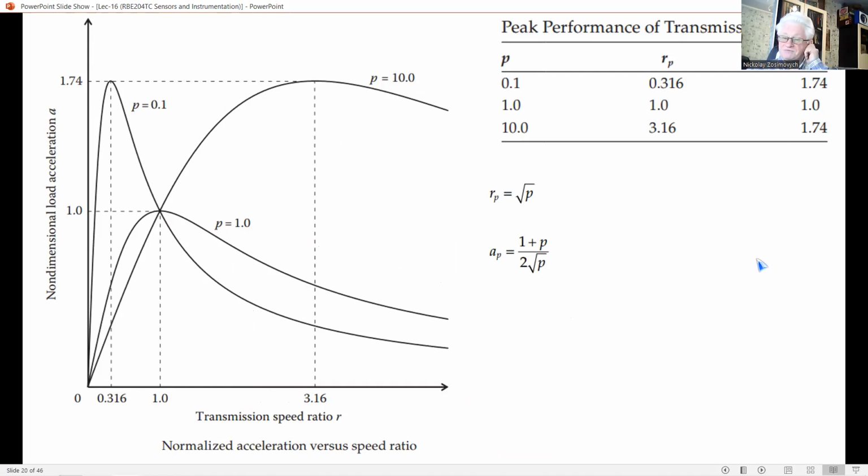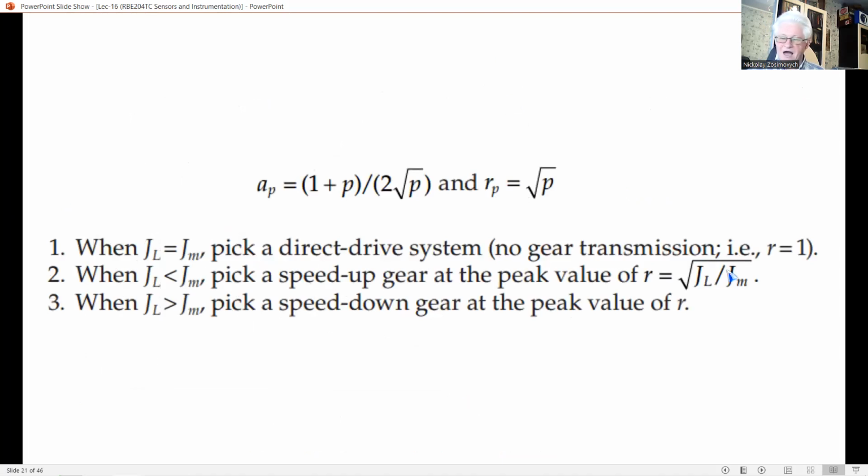You should note from this figure that the transmission speed ratio can be chosen depending on the inertia ratio to maximize the load acceleration. Hence, the associated impedance matching problem is as follows. For a specified or required peak acceleration ratio A sub P, select R and P using this expression. And R sub P we may write simply as the square root of P.